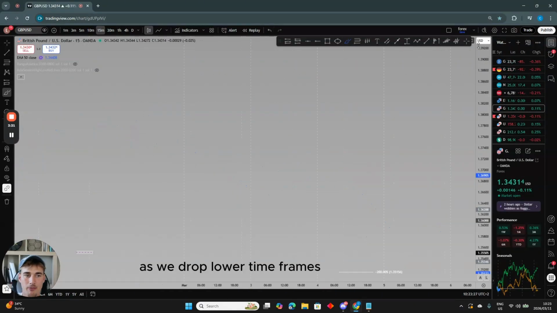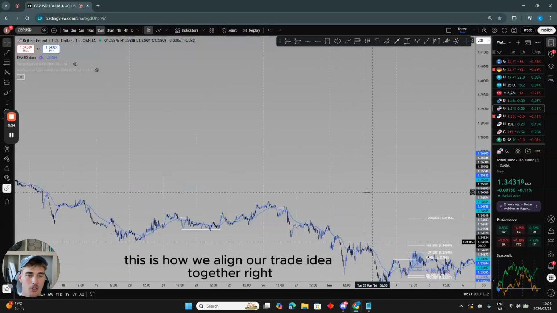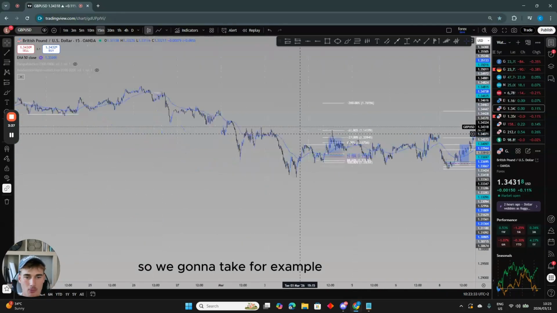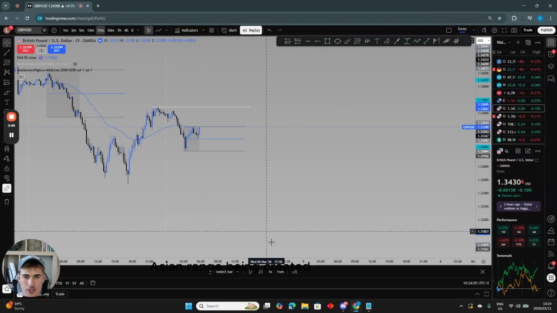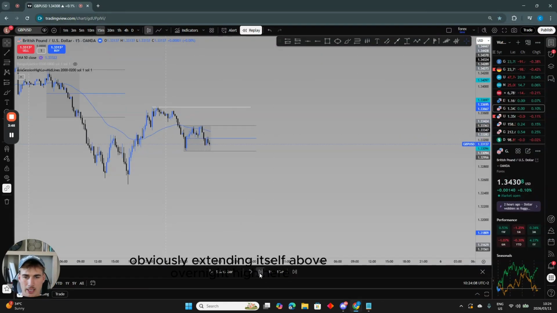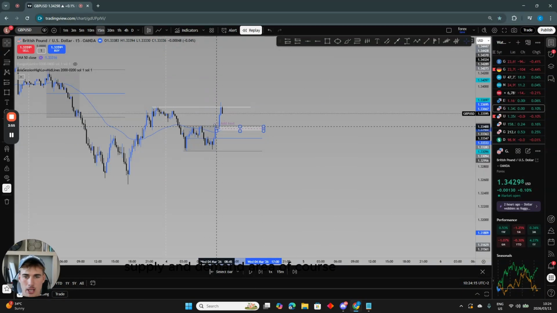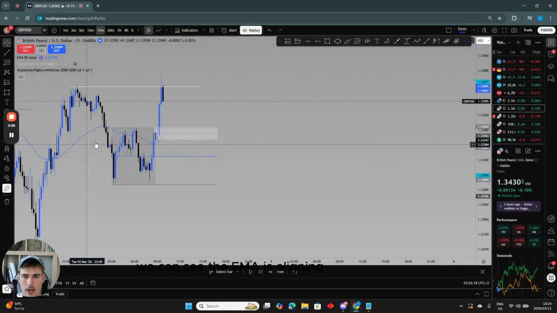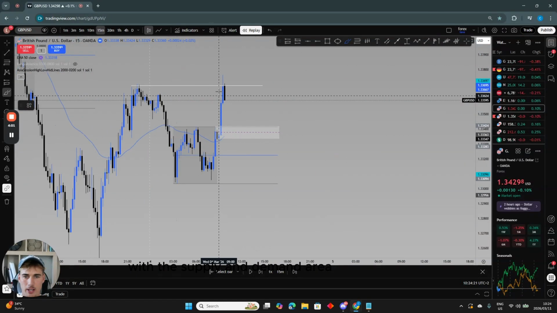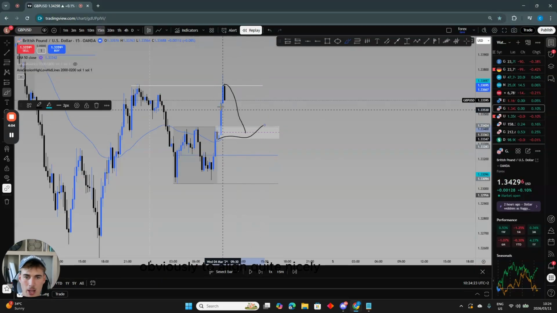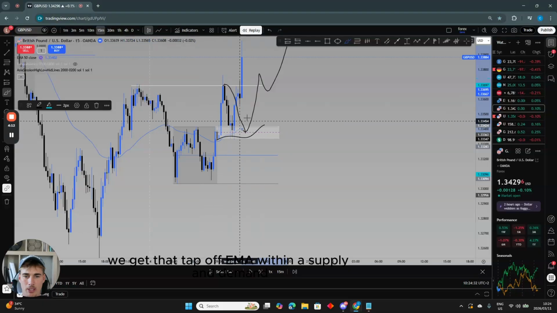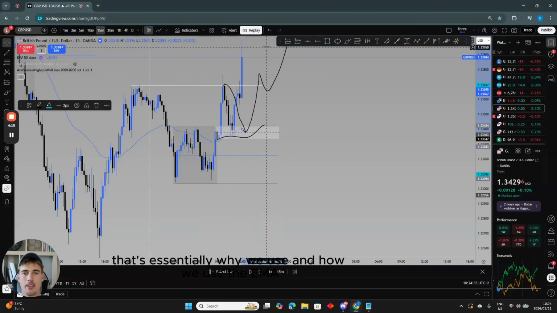As we drop to lower time frames, this is how we align our trade idea together, right? So for example, let's look at a trade idea here that we developed. Asian range being created. We can see price obviously extending itself above the overnight high here at this point. Supply and demand area, of course. And then look at that on the 15-minute time frame, we can see the EMA is aligning with the supply and demand area. We want price to pull back into this. EMA obviously aligns quite nicely and then we start to see rotation off our supply and demand area. Let's see what happens. Of course, we get that tap off EMA within our supply and demand and boom, TPs are hit. That's essentially why and how we use the EMA, right?